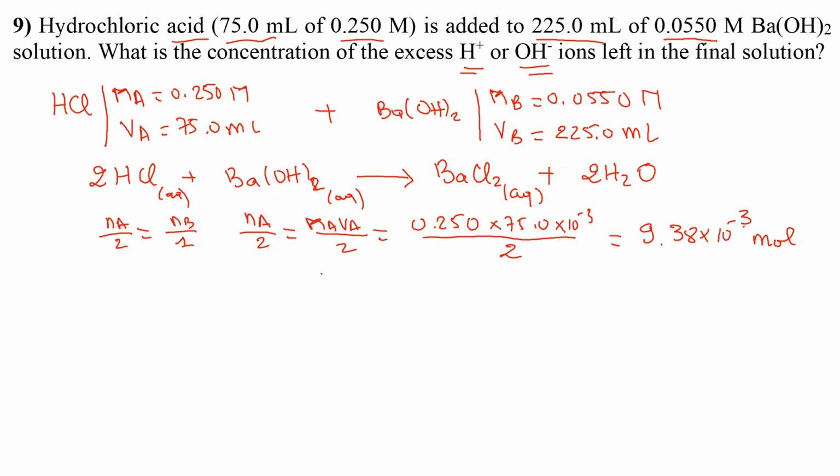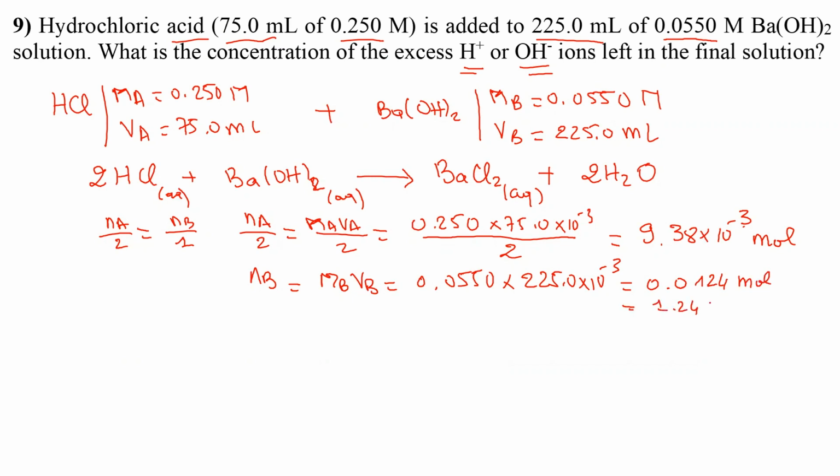mole. And we know that NB is equal to MB VB, and this is equal to 0.0550 times 225.0 10 to the power minus 3, and this is equal to 0.0153, 1.24 molar, or 1.24 10 to the power minus 2 mole.